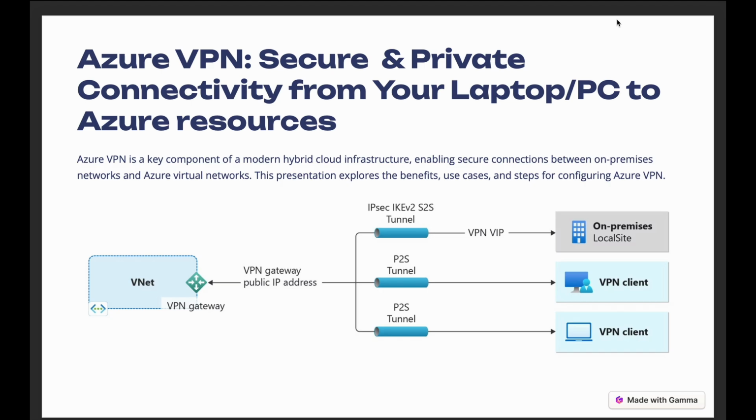So Azure VPN is used to provide you secure and private connectivity from your local laptop to Azure. In that illustration, we have a local laptop. It could be a PC or an on-premises environment. The on-premises environment uses the site-to-site connection to connect to Azure, and the PC or laptop uses the point-to-site connection to connect to your Azure resources.